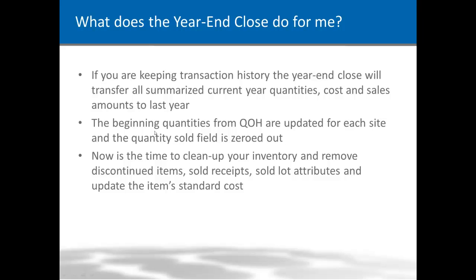If you're keeping transaction history, the year-end close will transfer all summarized current year quantities, costs, and sales amounts to last year. The beginning quantities from the quantity on hand are updated for each site, and the quantity sold field is zeroed out. Now is the time to clean up your inventory: remove discontinued items, sold receipts, and sold lot attributes, and update the item standard cost. These are all things you want to do at year end.